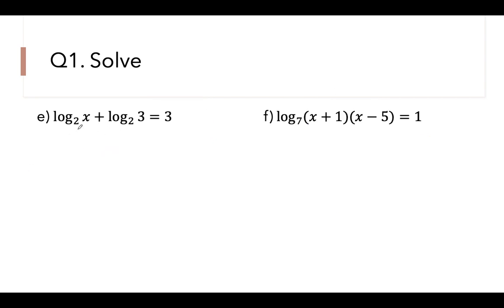Letter E. Again, same base. Let's combine it using logarithmic law. Log base 2 of 3 times x is equal to 3. Now let's put it in exponential form. 2 to the 3 is equal to 3x, which is 8 is equal to 3x. X is equal to 8 over 3.